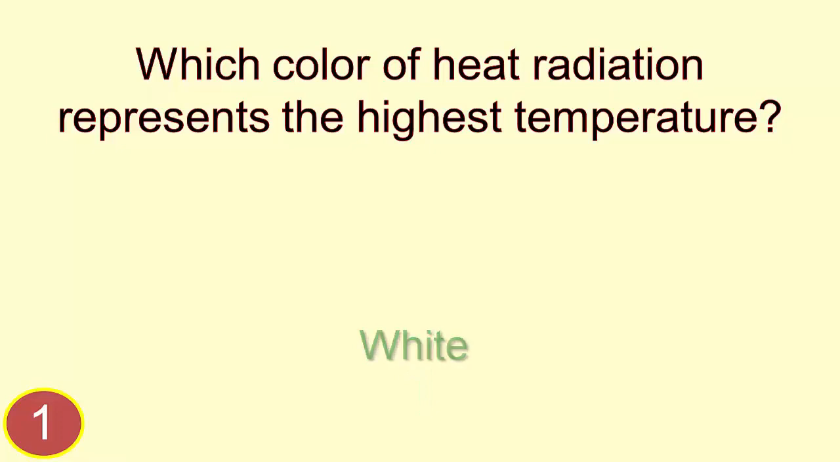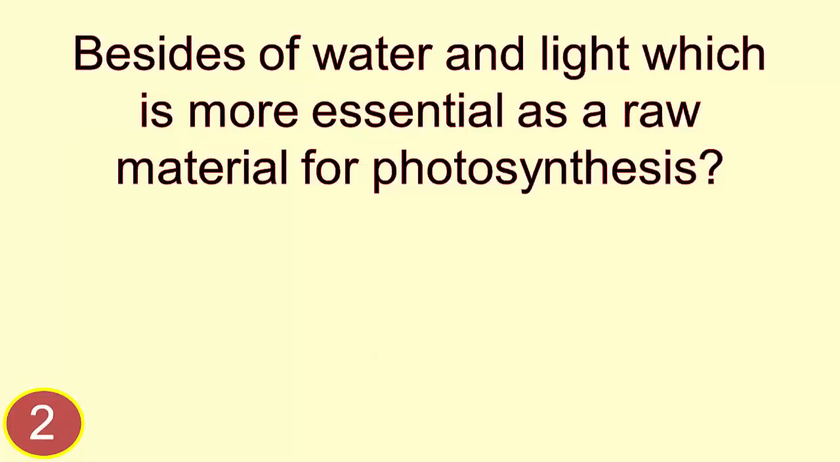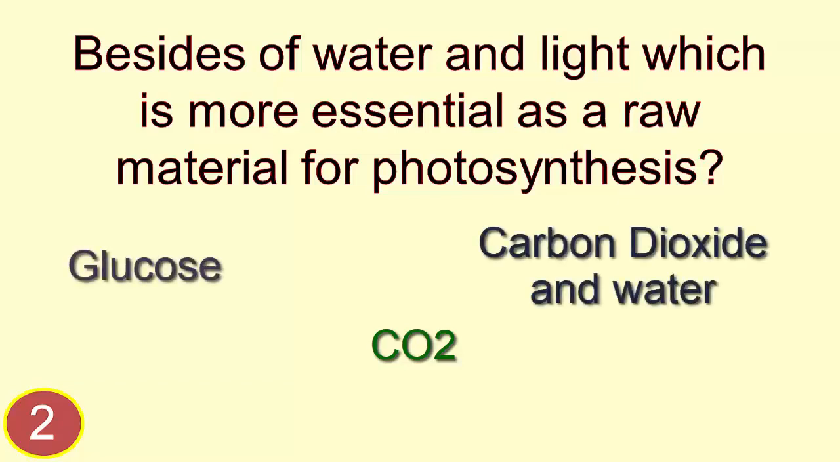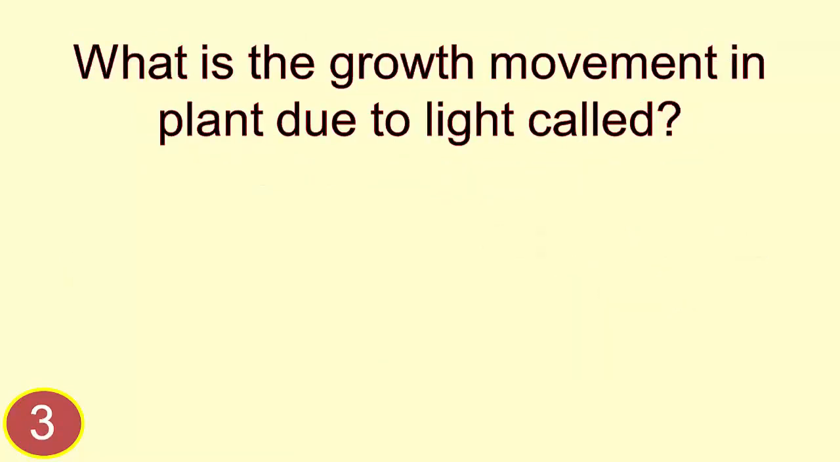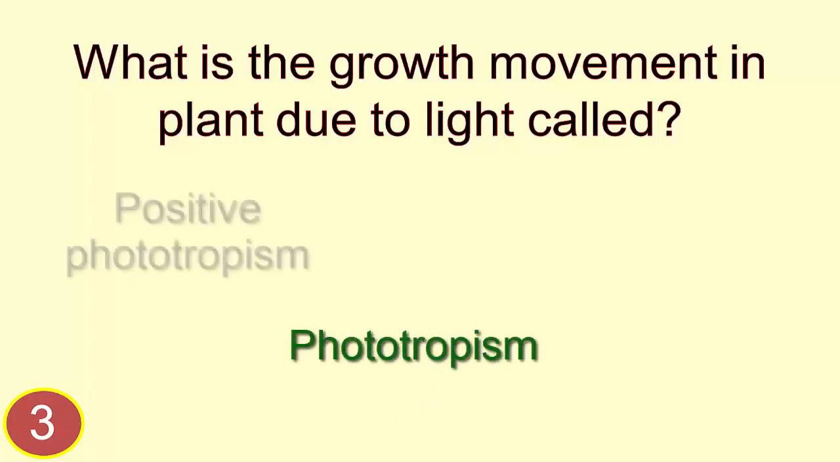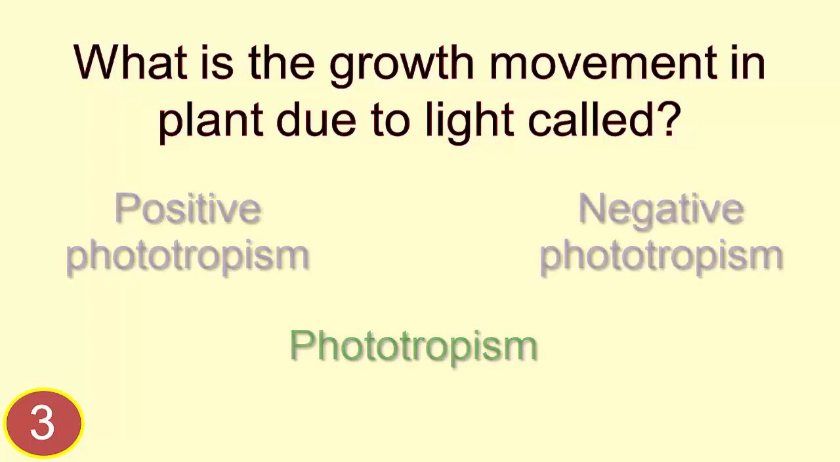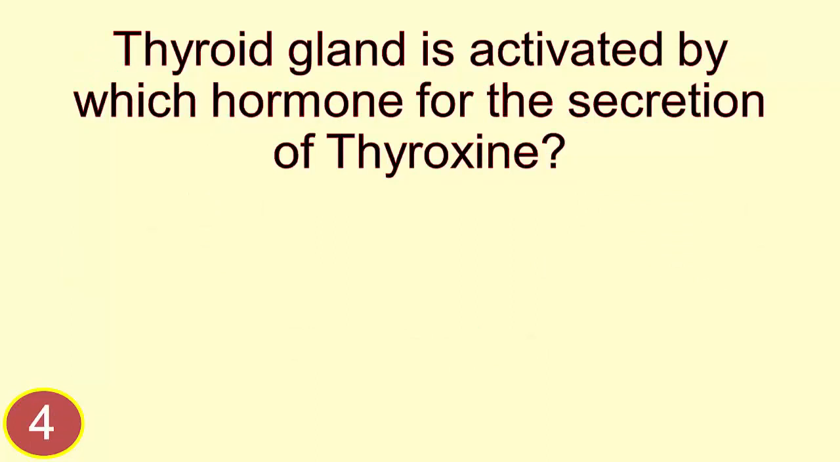Answer is white. Besides water and light, which is more essential as a raw material for photosynthesis? Answer is carbon dioxide. Photosynthesis is the process by which plants, some bacteria and some protists use the energy from sunlight to produce glucose from carbon dioxide and water. What is the growth movement of a plant due to light called? Answer is phototropism. Growth towards a light source is called positive phototropism, while growth away from light is called negative phototropism.